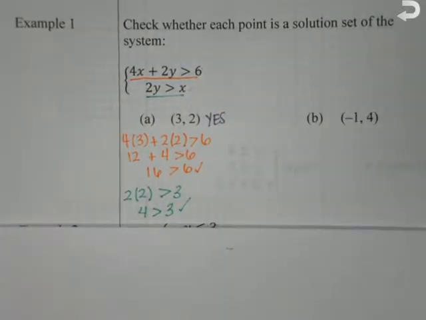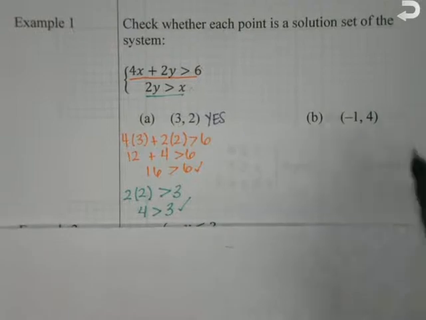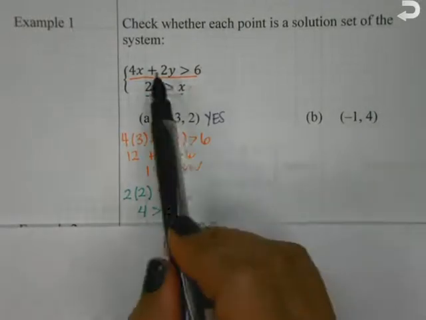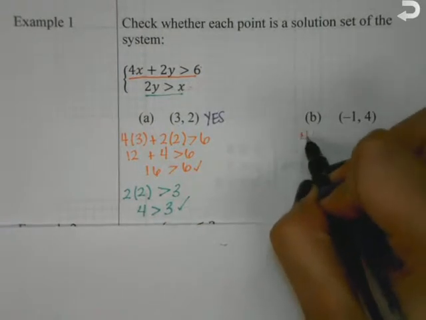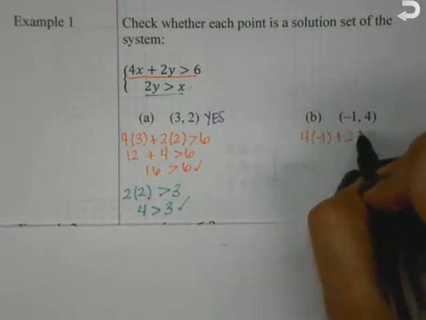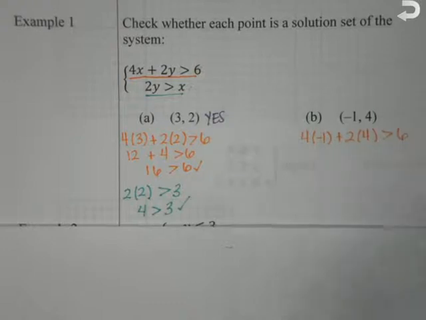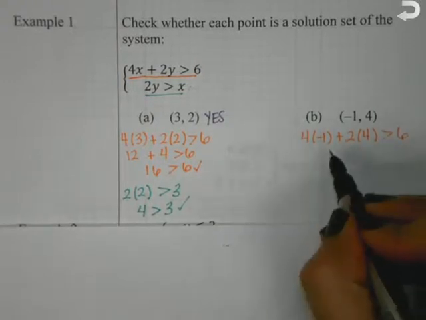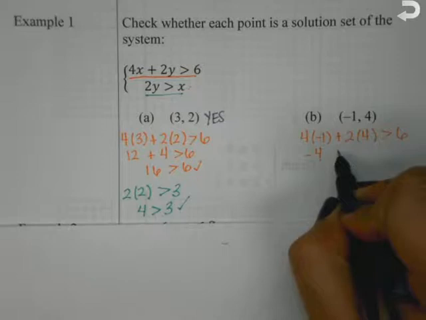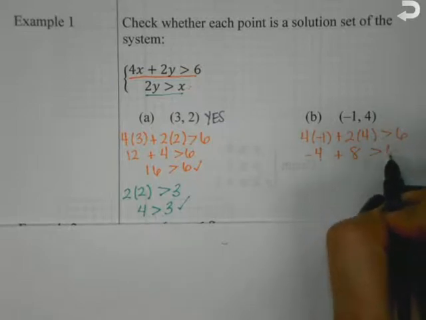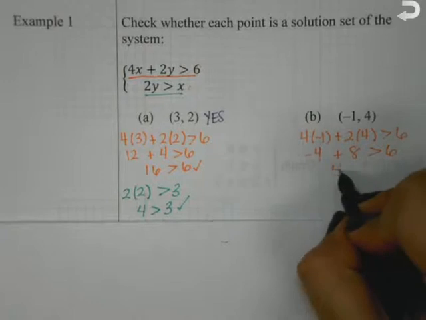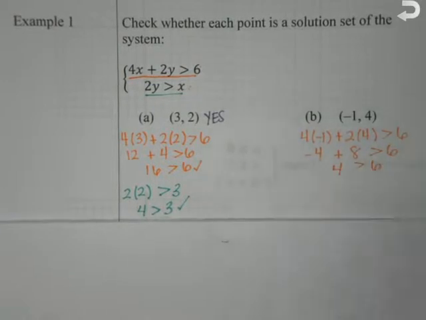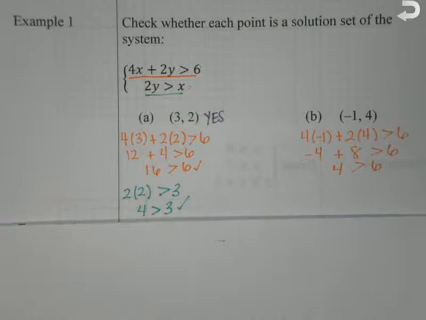Okay. So let's try it with the point -1, 4. I'm going to take this guy and plug it into the first one. 4 times -1 plus 2 times 4 greater than 6. 4 times -1 gives me -4 plus 8 greater than 6 is what we want. -4 plus 8, that gives me 4 greater than 6. Is that a true statement? No, it's not. So we already know it doesn't work for the first one.